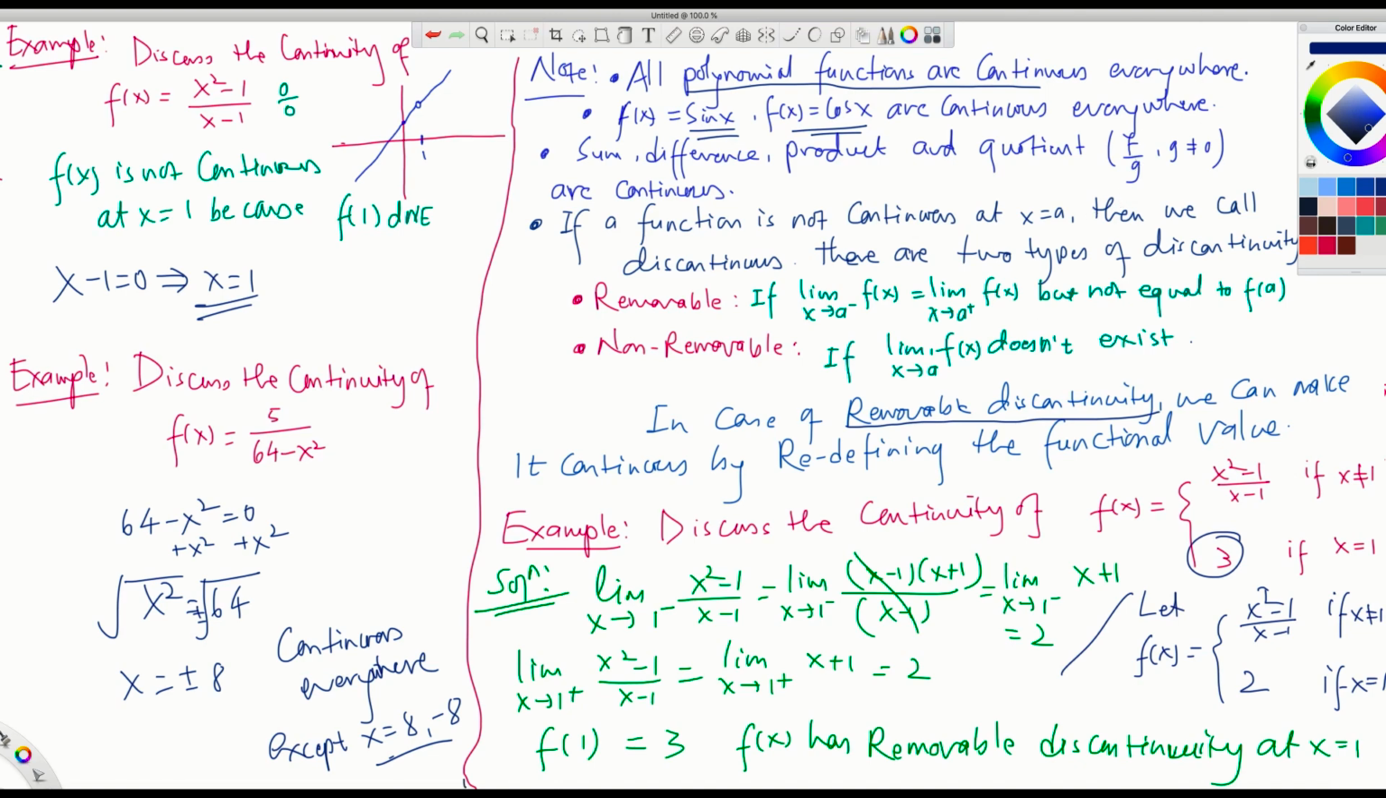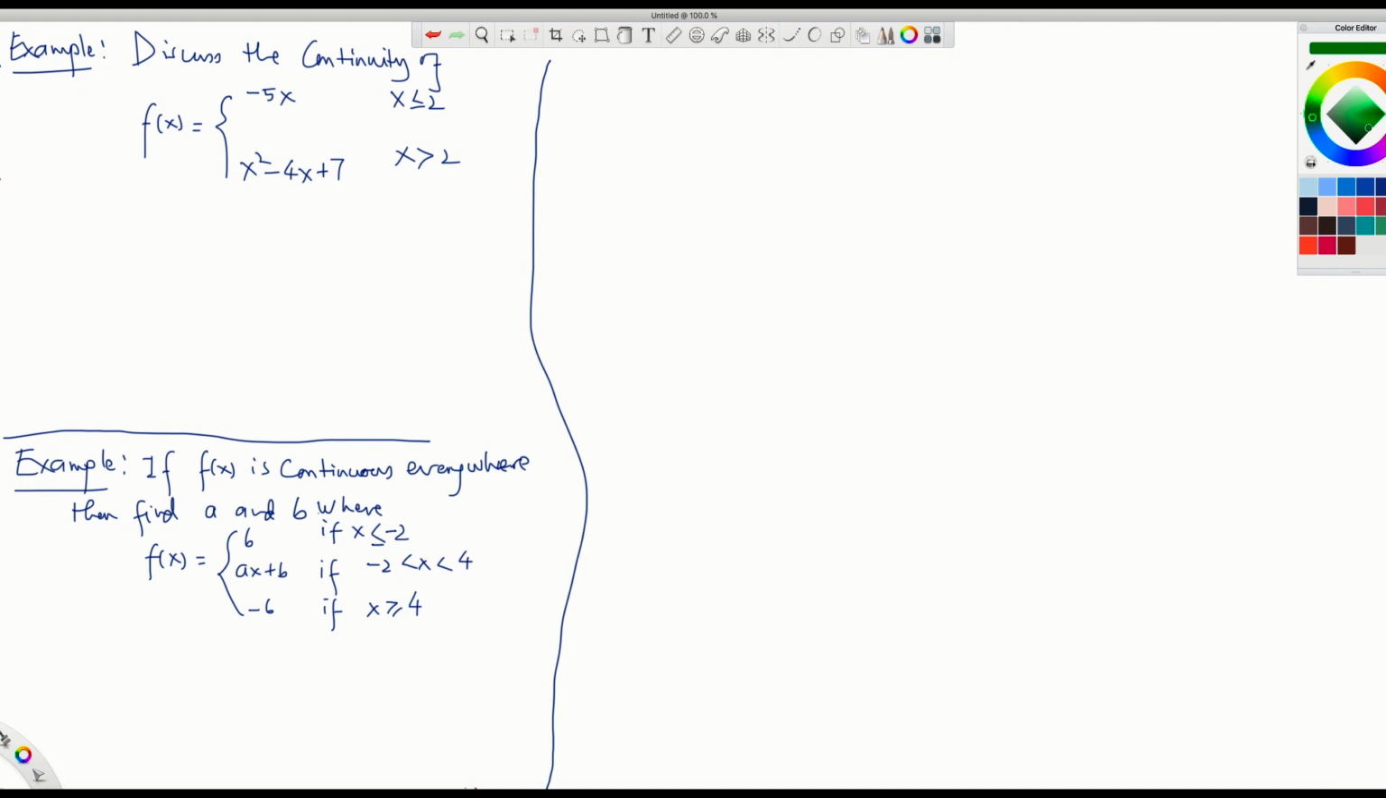Let me take a couple more examples. Let us see this example that has again the piecewise function. What does it say? f(x) equals negative 5x if x is less than or equal to 2, and for x greater than 2 it takes this value. Both of these pieces have x.